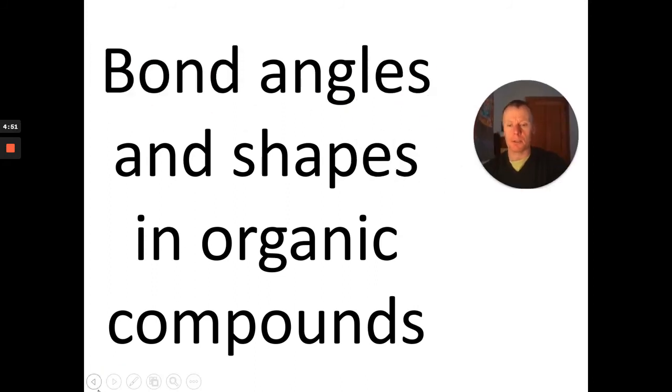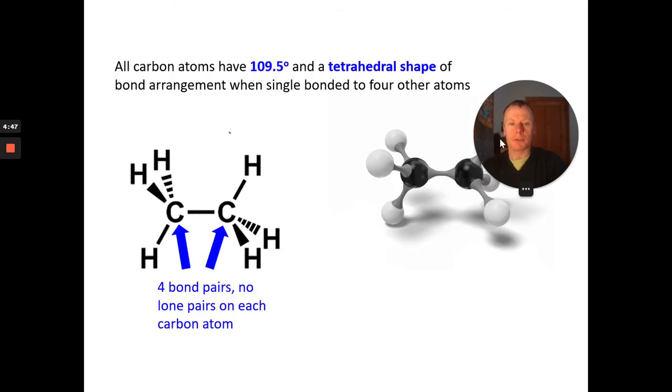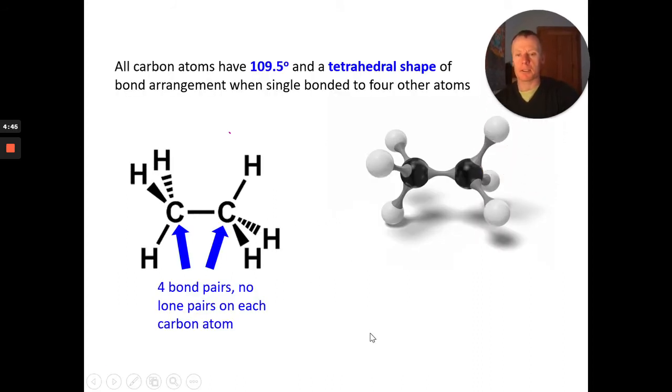So if we take bond angles and shapes first of all, we can see how they apply in some organic compounds. If we have a look at a simple example like ethane, you can see there's 4 bond pairs and no lone pairs around each carbon atom, and because electron pairs repel, that causes the molecule to adopt a tetrahedral shape with 109.5 degrees around those carbon atoms.